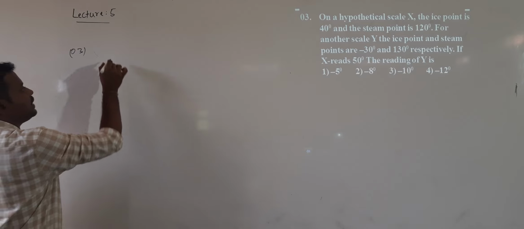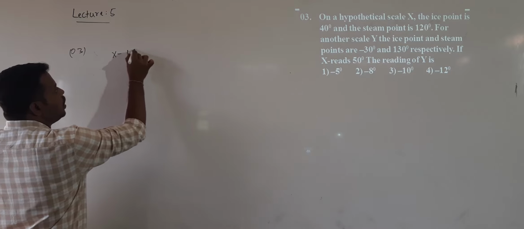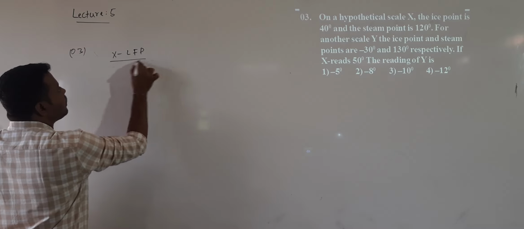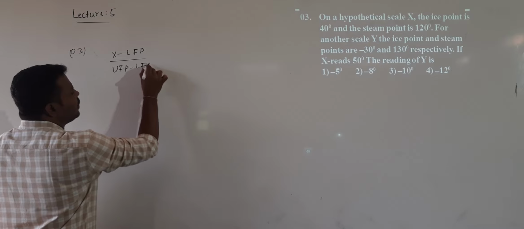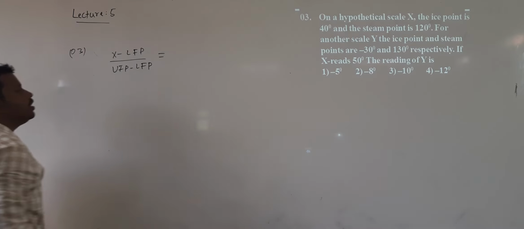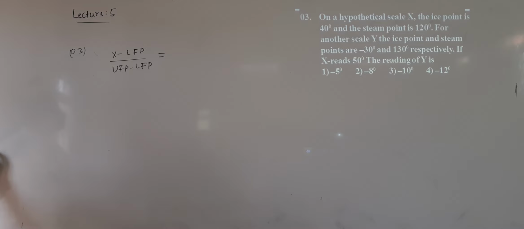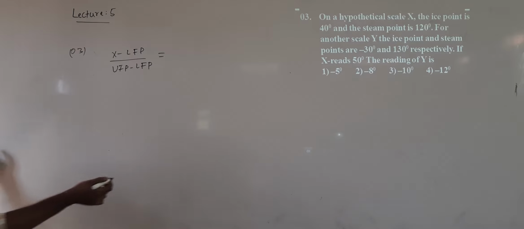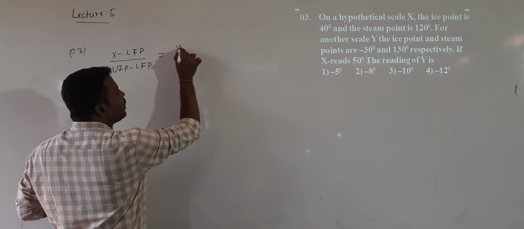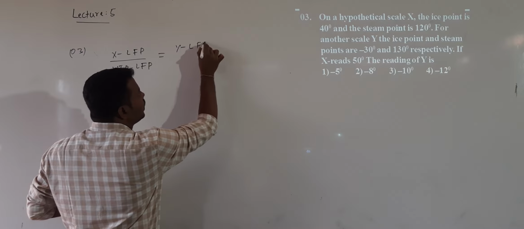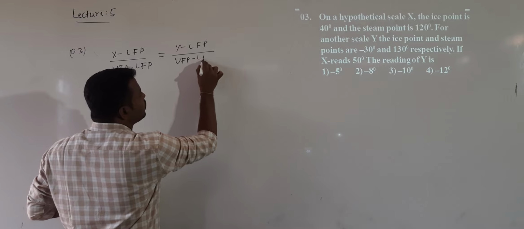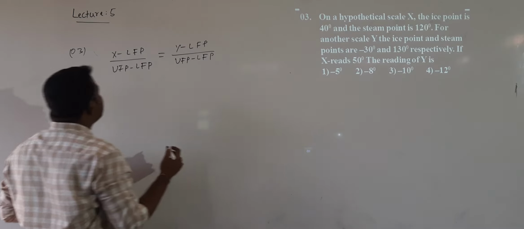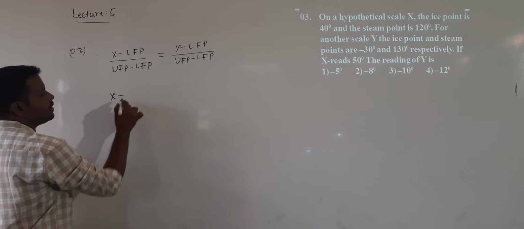So for the scale x, what can I write? (x minus lower fixed point) divided by (upper fixed point minus lower fixed point). For any thermometer, this is the common formula, and this value is constant. So the reading of scale x is equal to, and what about scale y? (y minus lower fixed point) divided by (upper fixed point minus lower fixed point).